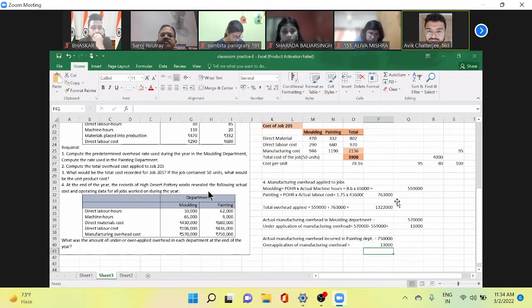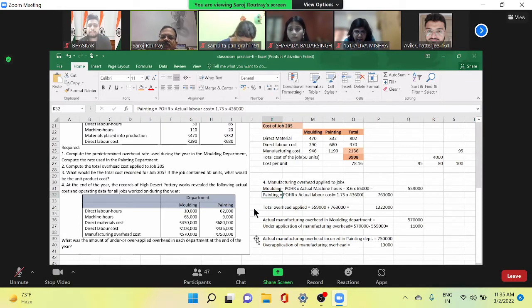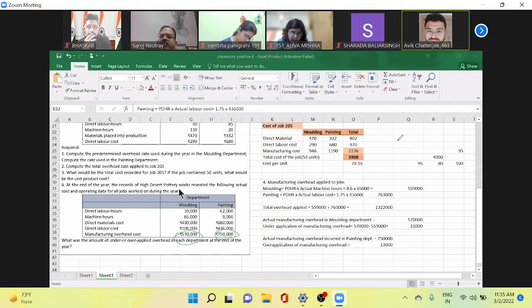Sir, can you please tell me again how you get the actual machine POH at that section, the 8.6, and we use the previous formula, right? The POH formula you taught me last. POHR we have used for applied overhead, how much has been charged to different jobs. But the actual figure is given here, in the third table. Yes, sir. So this I have taken and I have deducted 7,63,000 minus 7,50,000 because you applied 7,63,000, so it is over application of overhead, and the amount is coming 13,000.